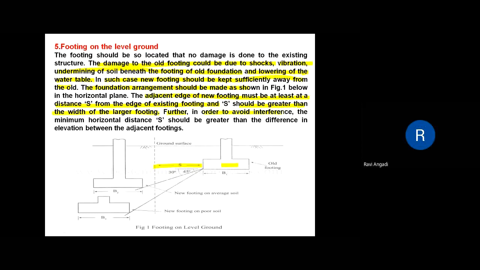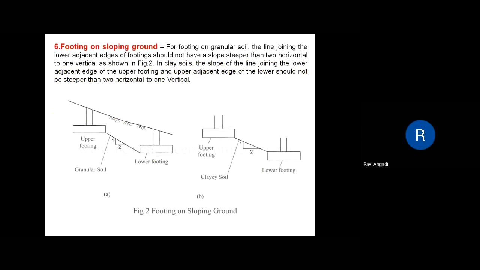Further, in order to avoid interference, the minimum horizontal distance S should be greater than the difference in elevation between the adjacent footings. That is to be taken care of while doing the new construction. So you have to take care about the old structures also. Then footing on sloping ground. If footing is to be done on sloping ground, what slope is to be taken for this?